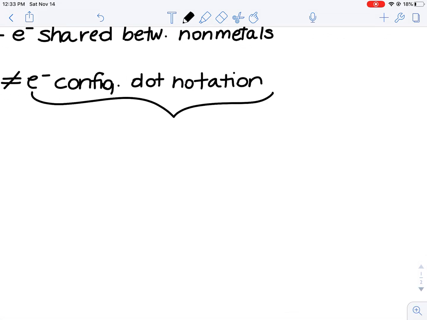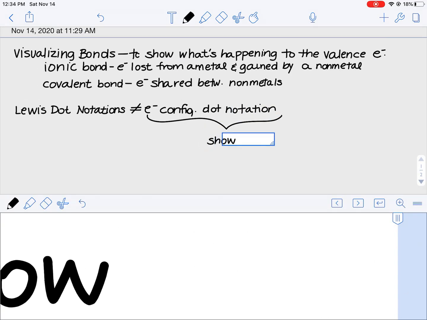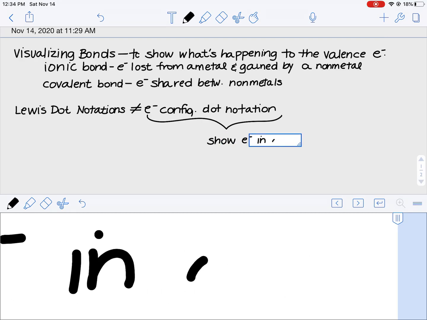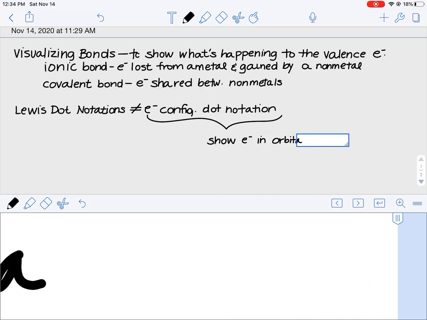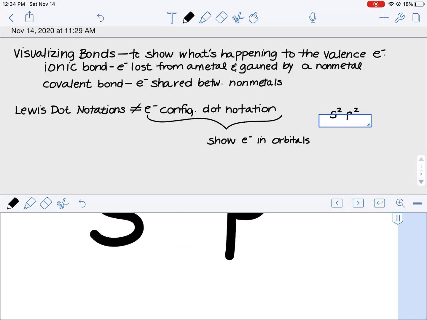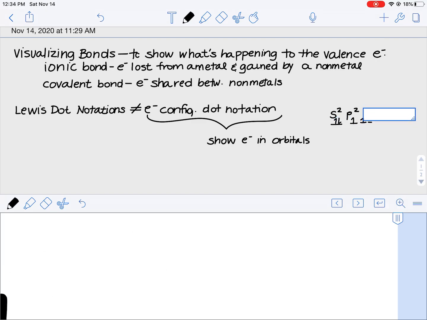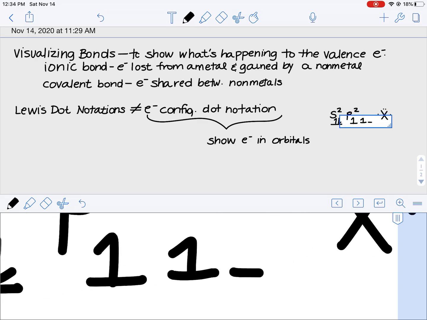To remind you, the purpose of the electron configuration dot notation was to show the electrons in the orbitals. So for example, if we had an electron configuration that ended in s2 p2, the two electrons in the s were paired up, and the two electrons in the p were not paired up. So the dot notation for this would look like two dots paired up, and then two dots for the electrons that are singly placed in the p orbitals.